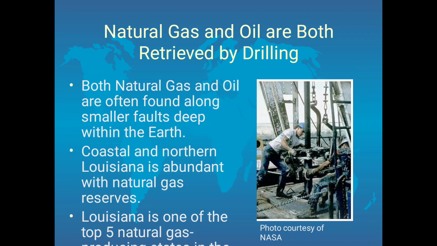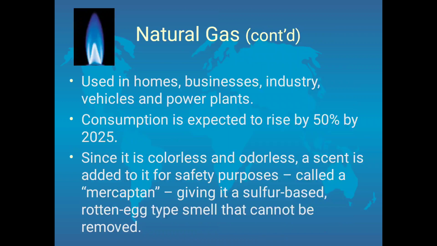Natural gas and oil are both retrieved by drilling. Both are often found along smaller faults deep within the earth. Coastal and northern Laurasia is abundant with natural reserves. Natural gas is used in homes, businesses, industries, vehicles, and power plants. Consumption is expected to rise by 50% by 2025.